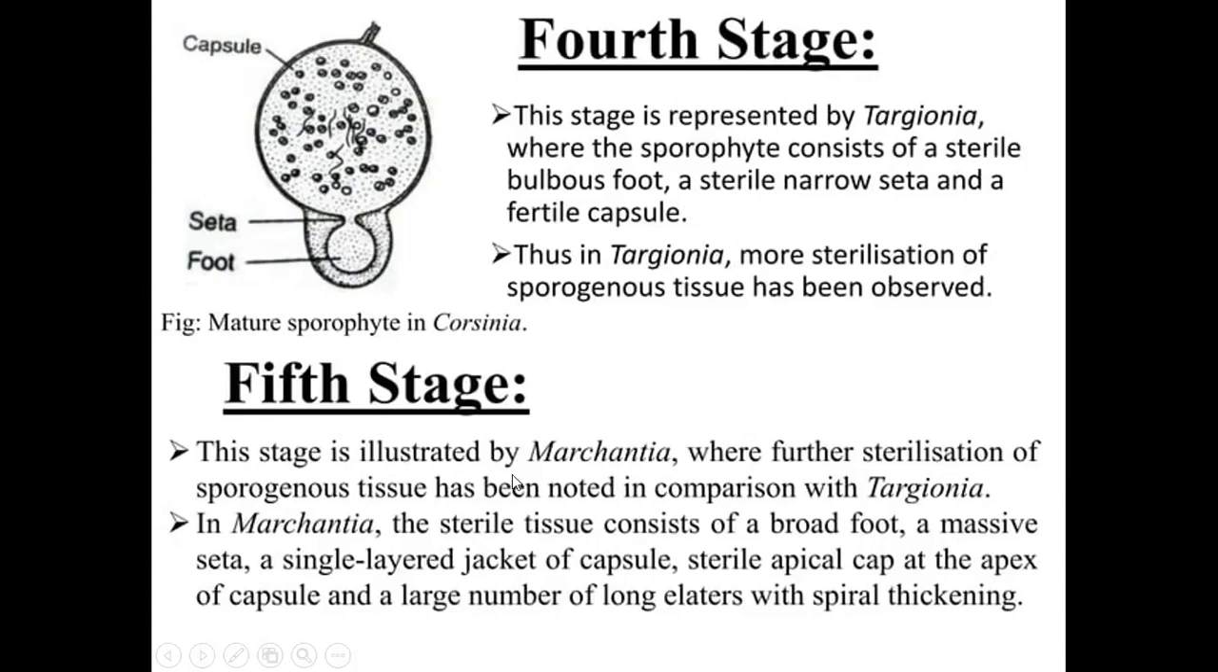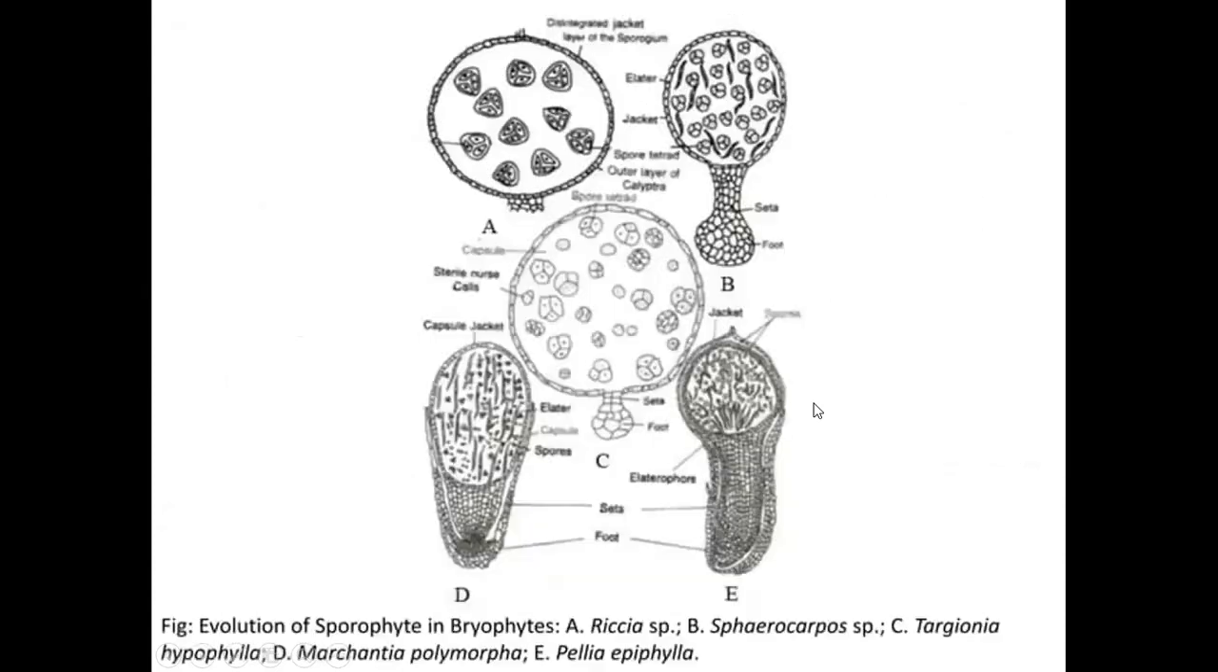Now, the fifth stage is illustrated by Marchantia. We have already discussed how the Marchantia sporophyte looks. The sporophyte has a bulbous foot, and the complete sporophyte is embedded within the gametophytic tissue. It has a seta, a single-layered jacket of the capsule, and a sterile apical cap at the apex of the capsule. We can see the complete sporogenous tissue developing into spores and long elaters with spiral thickening. So this is how you can see the development.